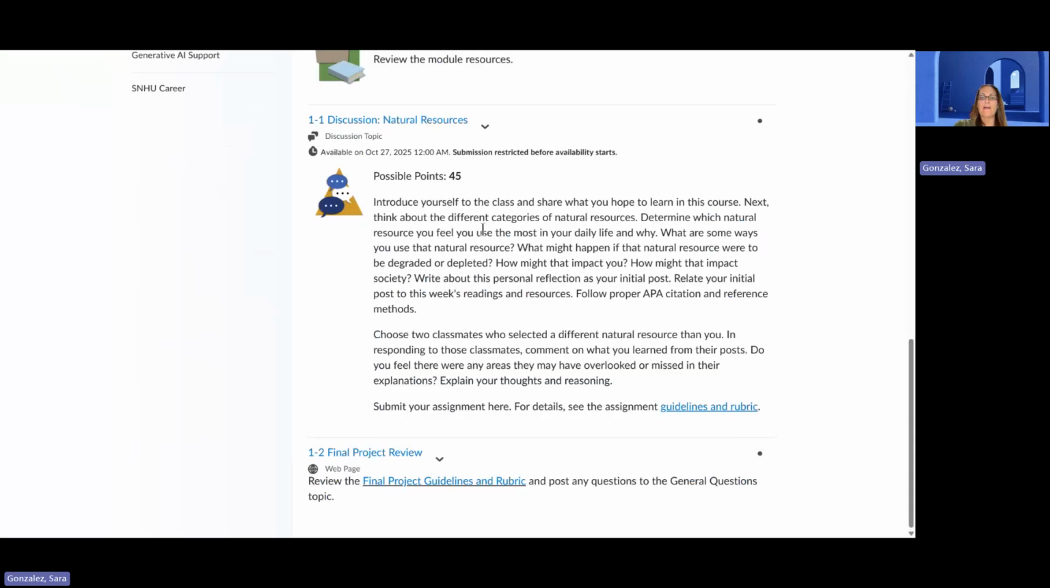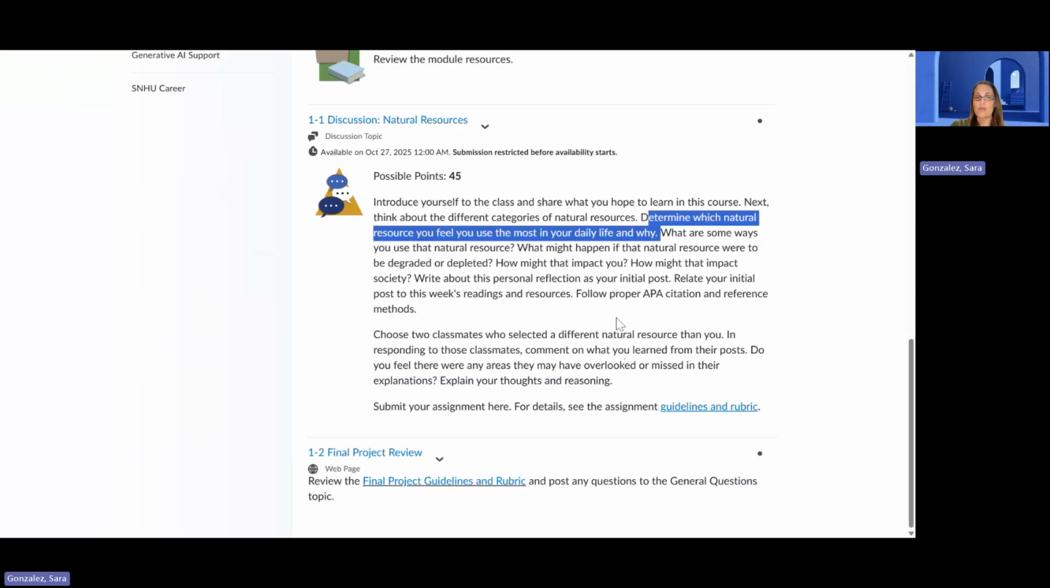And then next, think about the different categories of natural resources. So determine which natural resources you use the most in your daily life. What are ways that you use the natural resource? What might happen if that resource were to go away one day? How would this impact you? How would this impact society? So write about this personal reflection in your initial post. And your initial post is due on Thursdays.